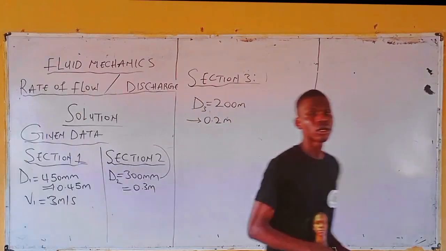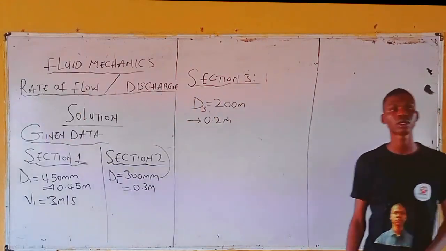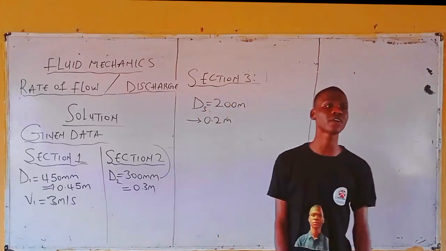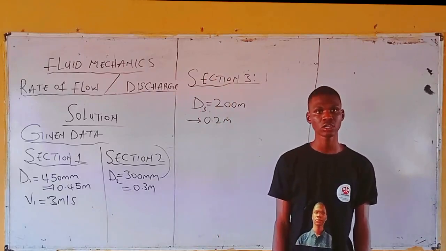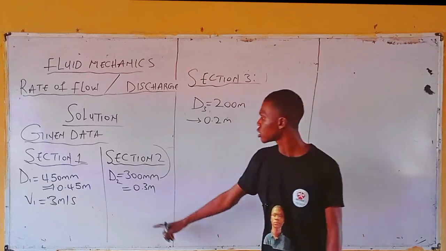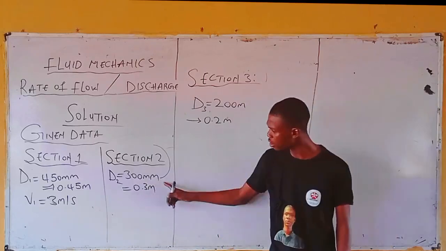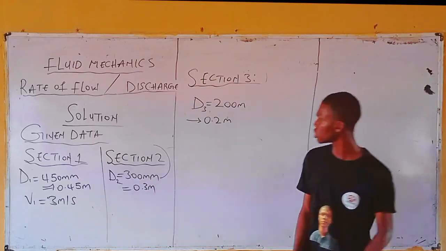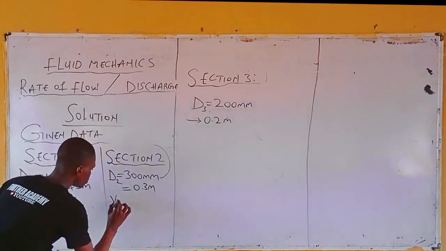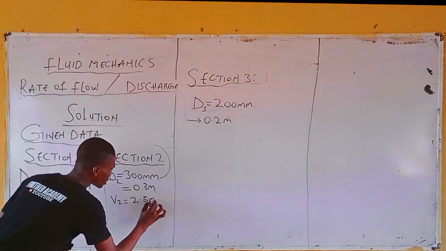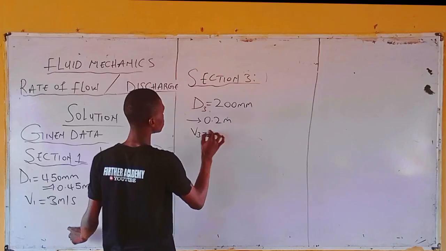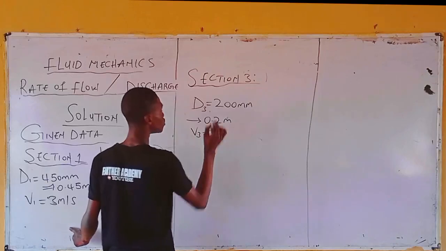Check. What do you have again? We have the average velocity of section 2, which is given to be 2.5 meters per second. Is it diameter 300 mm or diameter 200 mm? Diameter 300 mm. Meaning V2 is equal to 2.5 meters per second. Then V3 is unknown, right? V3 unknown.